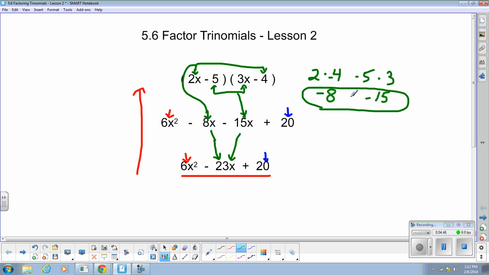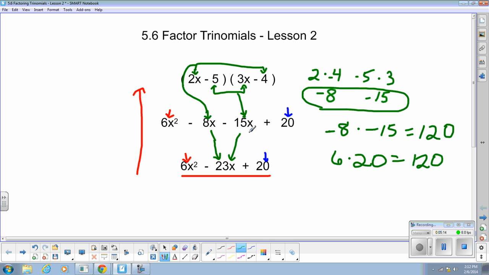What we do is we say, what is negative 8 times negative 15? Negative times negative is positive. It gives me a product of 120. How do 6 and 20 relate to that? Correct. 6 times 20 is 120.